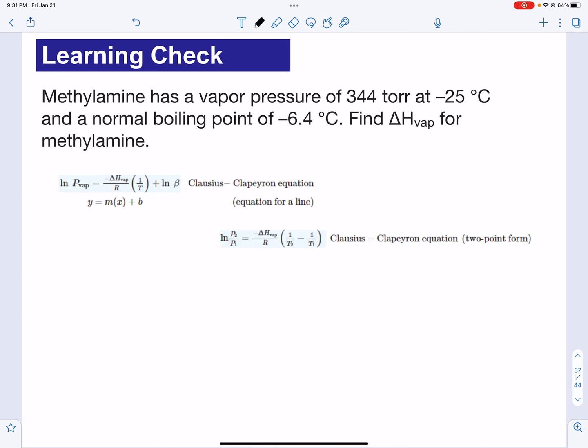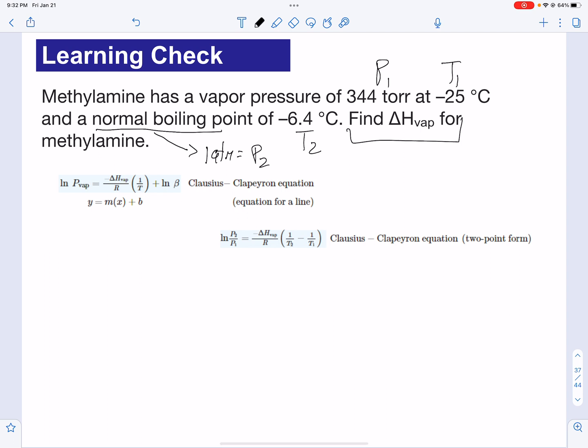So let's do another one. Methylamine has a vapor pressure of 344 torr at minus 25 degrees Celsius and a normal boiling point of minus 6.0. So once more, we're going to call this one P1. This one is going to be T1. This is going to be T2. And the normal boiling point is normal, so 1 atmosphere will equal P2.